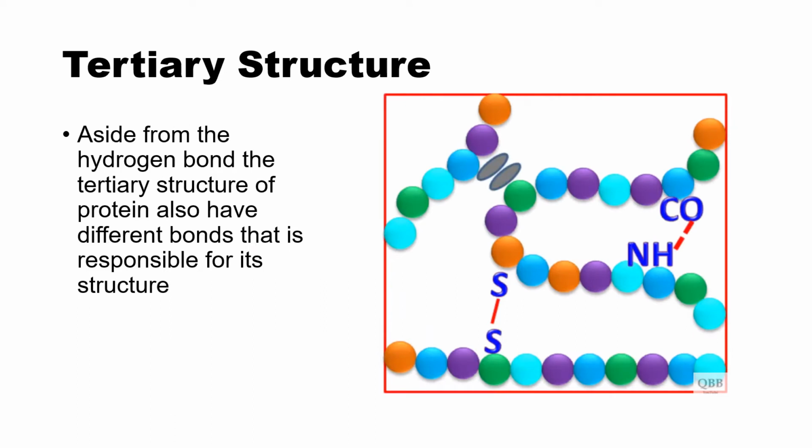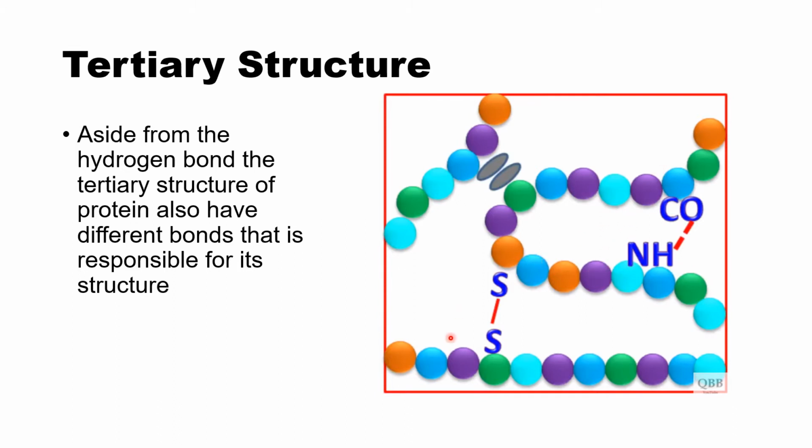So, di ba na-mention ko kanina na aside from yung hydrogen bond, which is yun yung parang primary bonding, kung bakit naging alpha helix at saka naging beta sheet yung primary structure, kaya naging secondary structures siya because of hydrogen bonding. Itong part na to, itong hydrogen bonding. Pero, sa tertiary structure, may mga kaakibat rin na iba't ibang bonding that is responsible for its structure. Kaya hindi lang yung hydrogen bond.